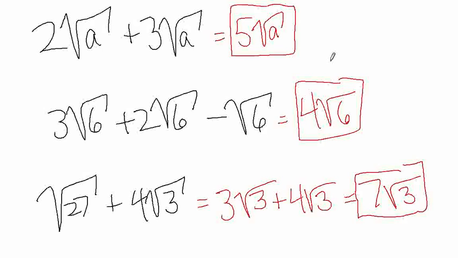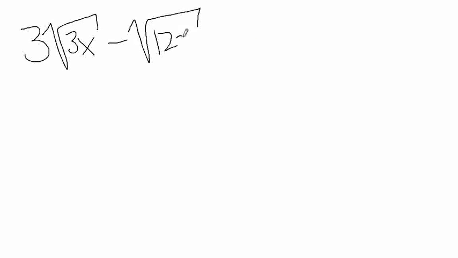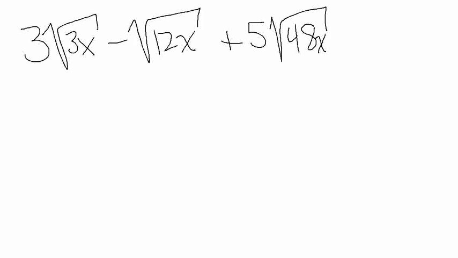Okay, now let's do one more involving 3 radicals with variables and involving the need for some of the radicals to be simplified. So I'm going to throw everything at you in one problem now. If you can do this one, you're in good shape. 3 root 3x minus the square root of 12x plus 5 times the square root of 48x. So pause the video and see what you can do with this one to simplify.